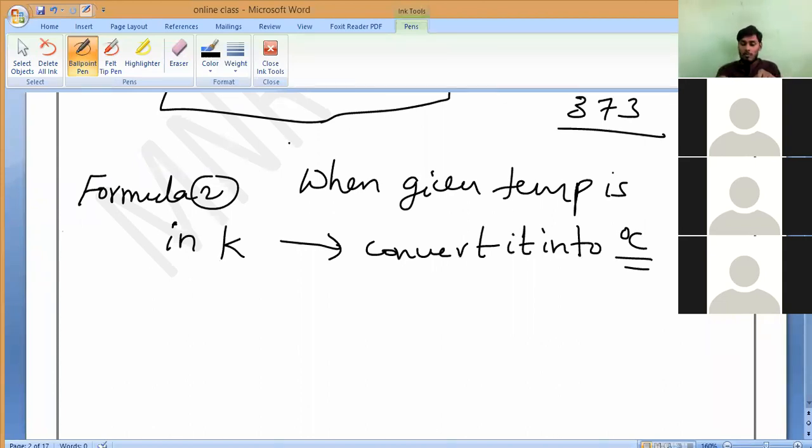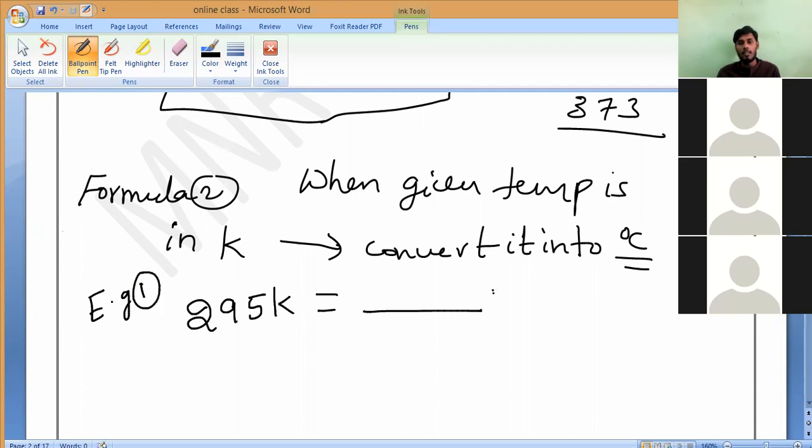We want to first convert it into Celsius, then we want to convert further. I will explain with an example. They have given 295 Kelvin, which is equal to dash degree Celsius. Example 1. Now the reverse relation will come. So we want degree Celsius. So degree Celsius is equal to Kelvin minus 273, that's all.